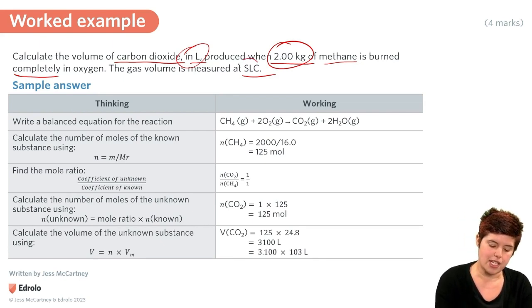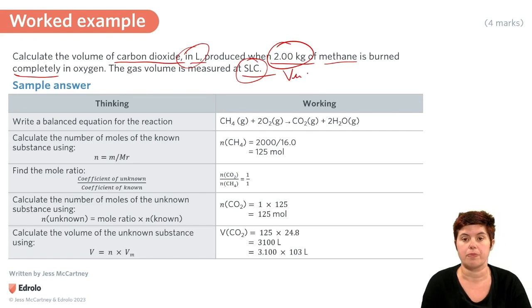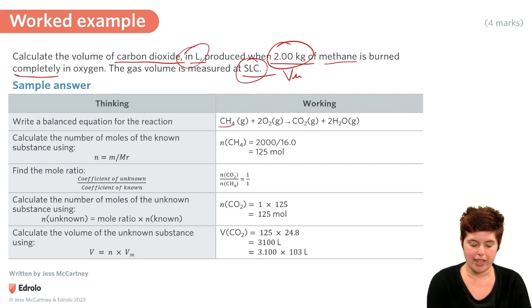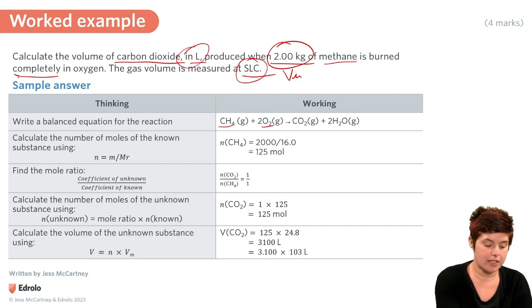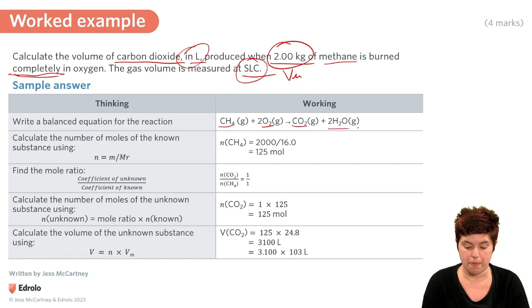And the question states that it's at SLC, so we know that we're going to be using the VM constant at some stage during this calculation. So the first thing we need to do in this particular question is write an equation because it is a stoichiometry calculation. So we have methane. The formula for methane is CH4. So then it's going to be reacting with oxygen, which is O2, and it's a complete combustion reaction, which it says. So it's going to be producing carbon dioxide and water.